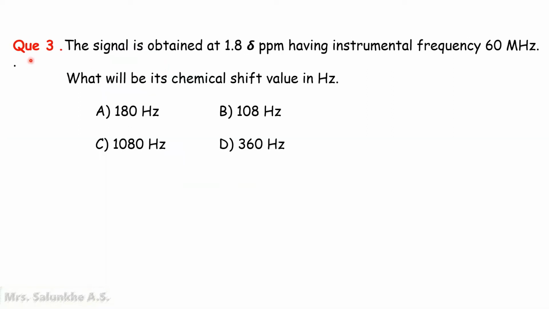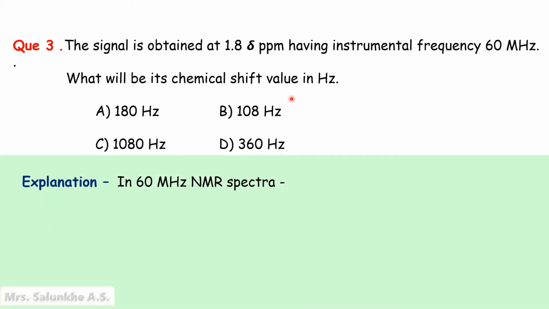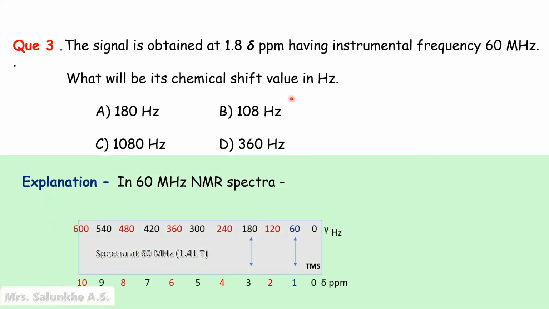Then next question number 3. The signal obtained at 1.8 delta ppm having instrumental frequency 60 MHz, what will be its chemical shift value in Hertz? This is the chemical shift value in delta ppm, and we have to calculate the chemical shift value in Hertz, and we know that at 60 MHz spectra, 1 delta ppm corresponds to 60 Hz.